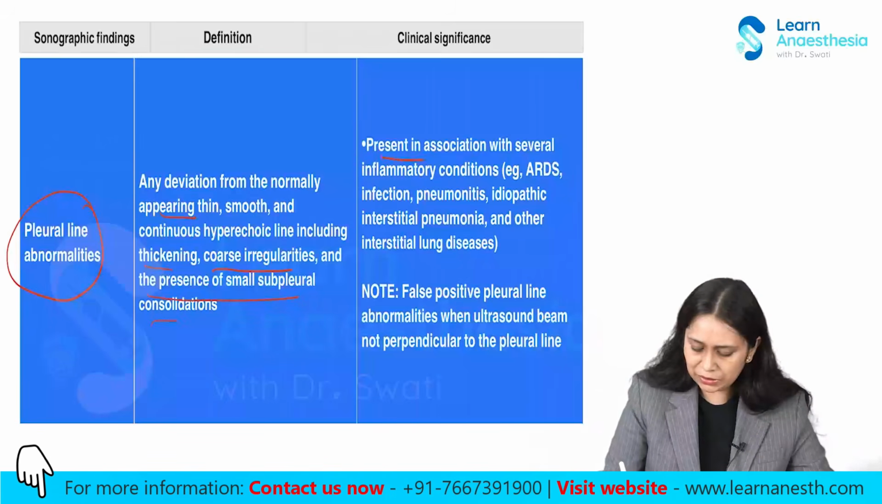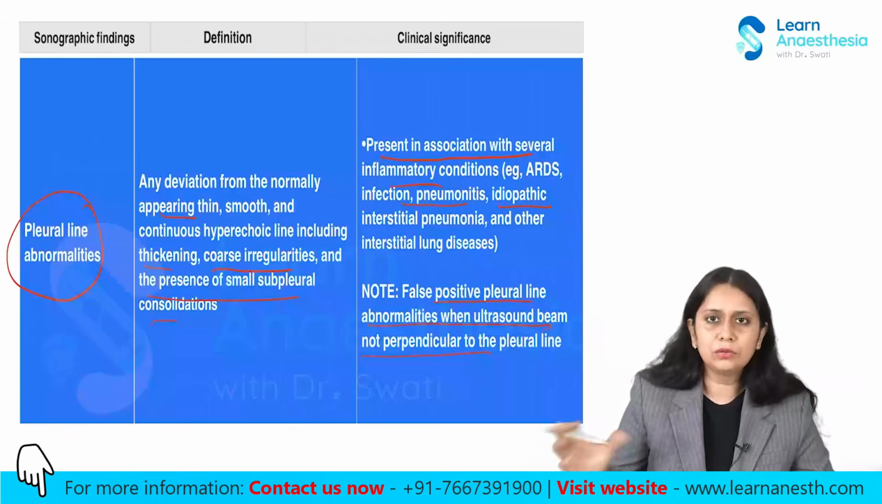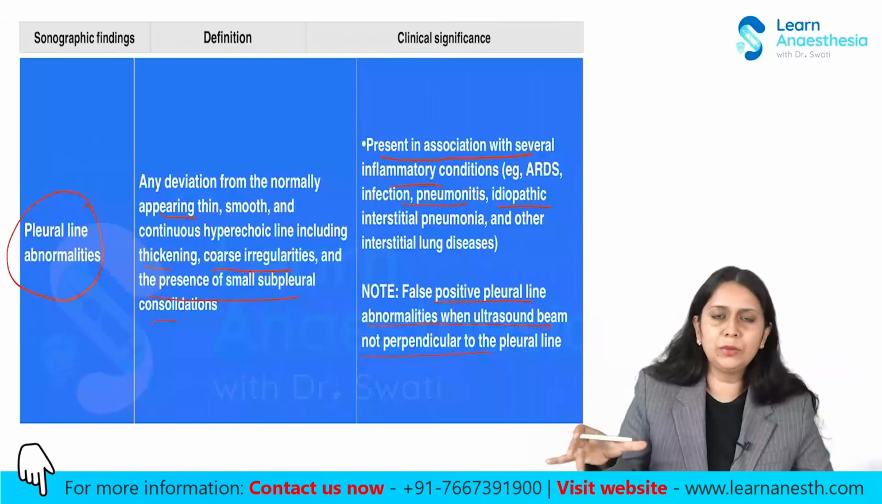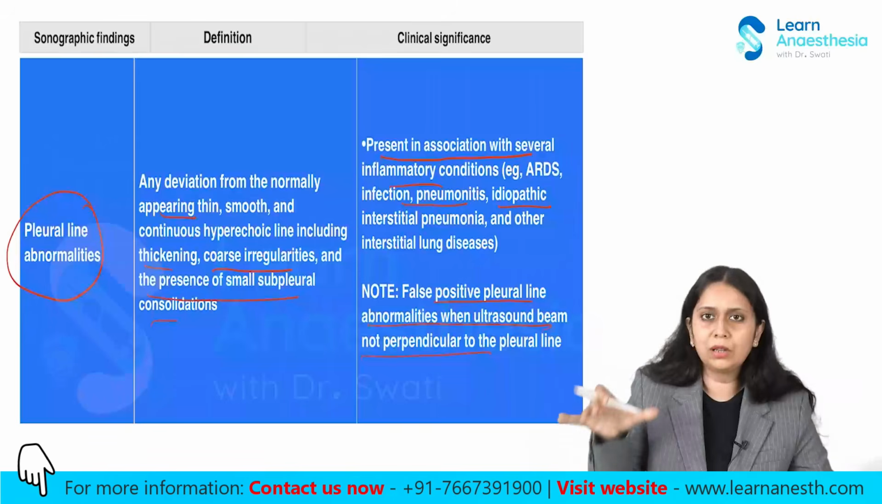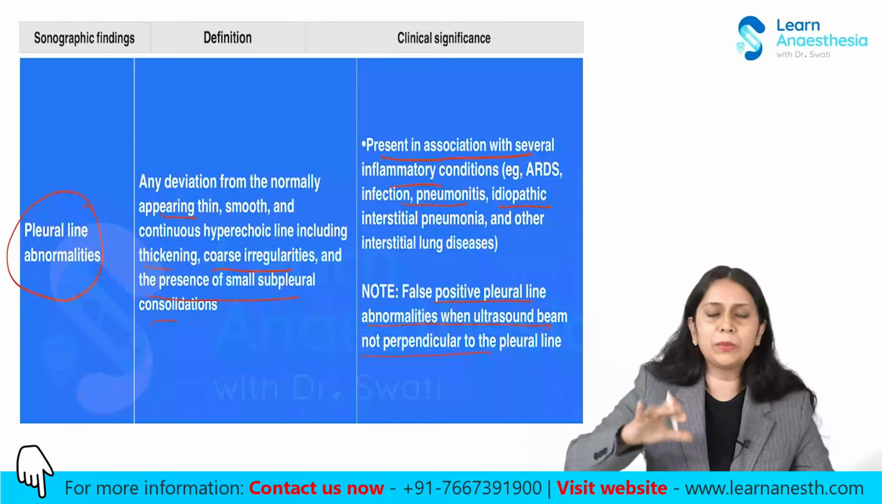Now this is present in association with severe inflammatory conditions like ARDS, pneumonia, idiopathic interstitial pneumonia, etc. False positive pleural line abnormalities occur when the ultrasound beam is not perpendicular to the pleural line. So we have to keep the ultrasound beam perpendicular to the pleural line.